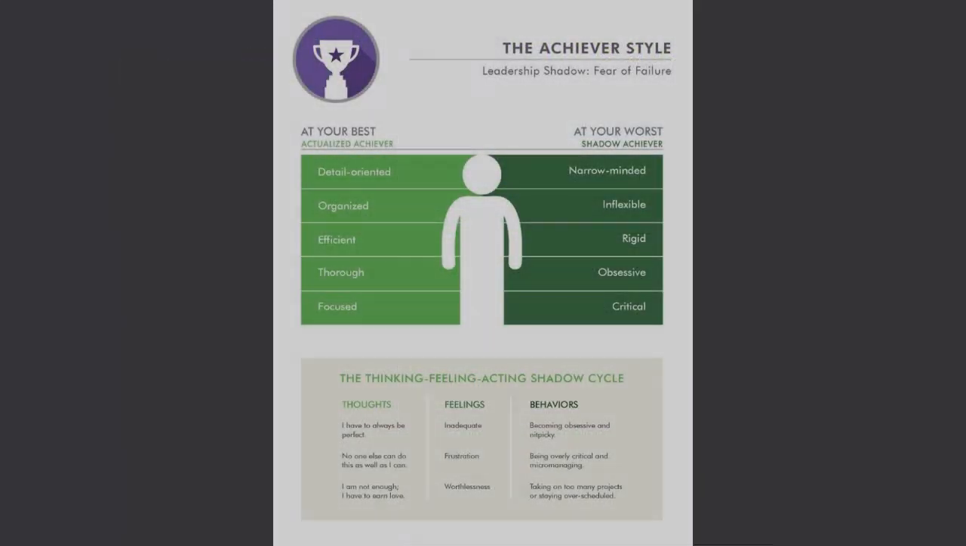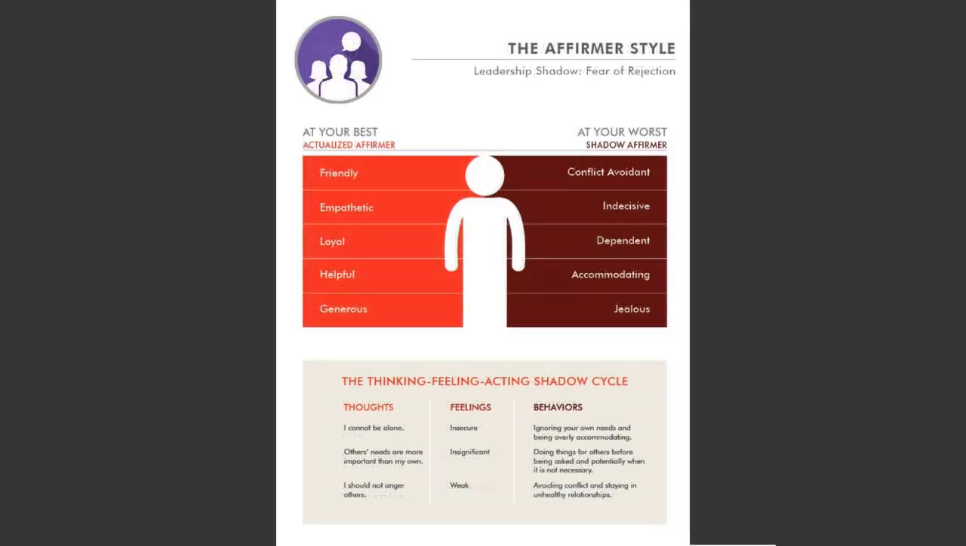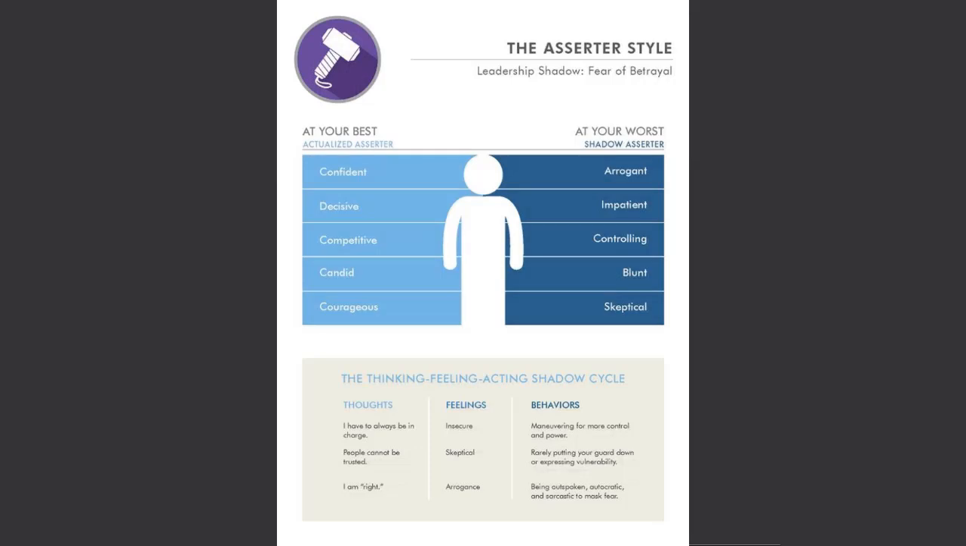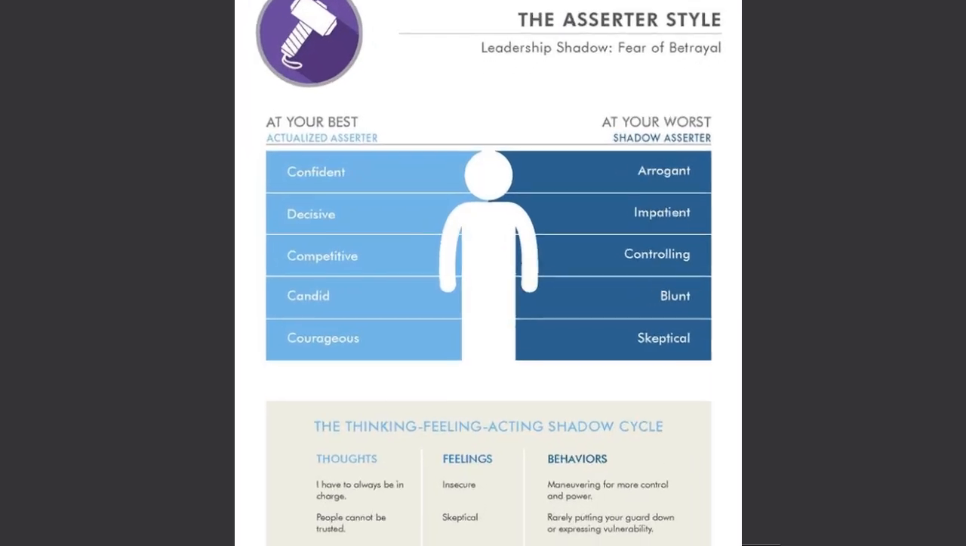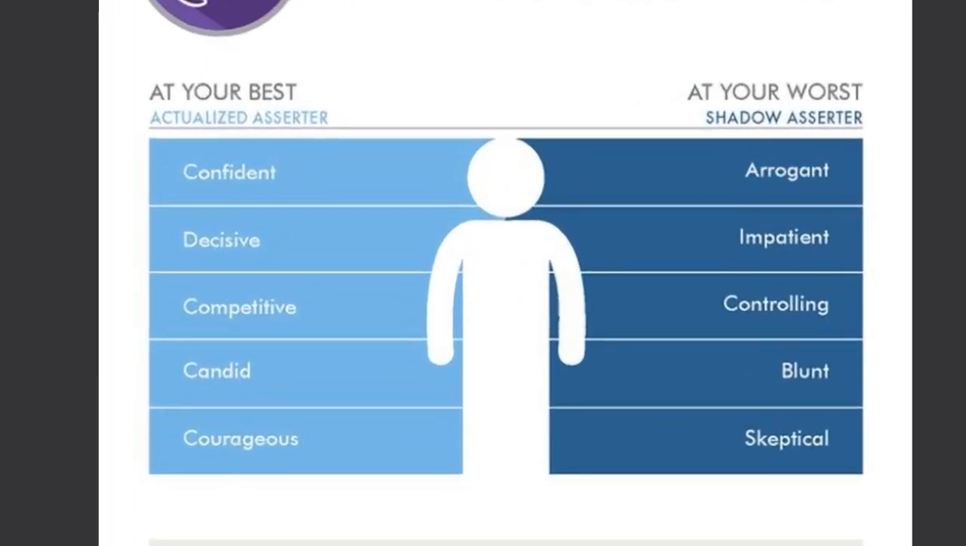These following pages are the shadow pages for your style. Green is the fear of failure shadow for an achiever, red is the fear of rejection shadow for an affirmer, and blue is the fear of betrayal shadow for an asserter. You can see here again where you are at your best actualized and where you're likely to go at your worst when your shadow is activated. The important part here is to understand the shadow cycle beneath this.